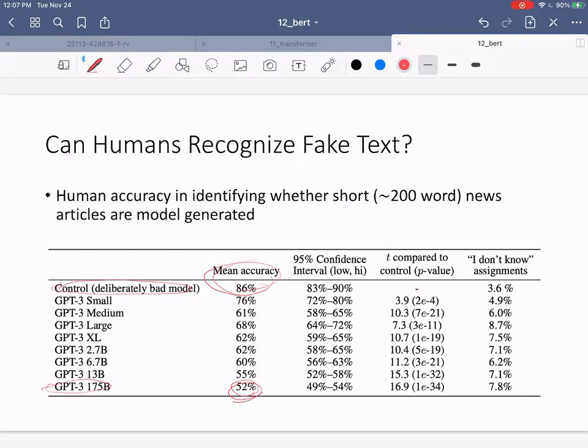Given 50-50 real and fake text, achieving 52% accuracy is random guessing. So it means that GPT-3 is able to generate texts that are as realistic as real ones. There's no way for humans to distinguish real from fake.